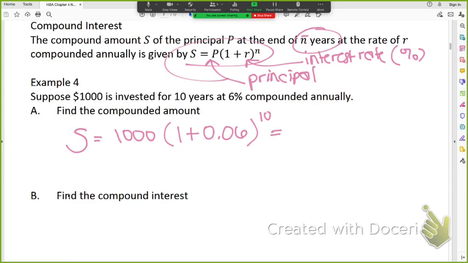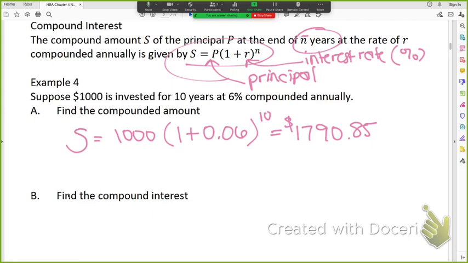Now this is money, so we automatically should round to how many decimal places? 2. All right, so I get about $1,790.85. What you need to understand about this is that this is the total amount at the end of the investment. You invested $1,000, and this is how much money you have at the end.